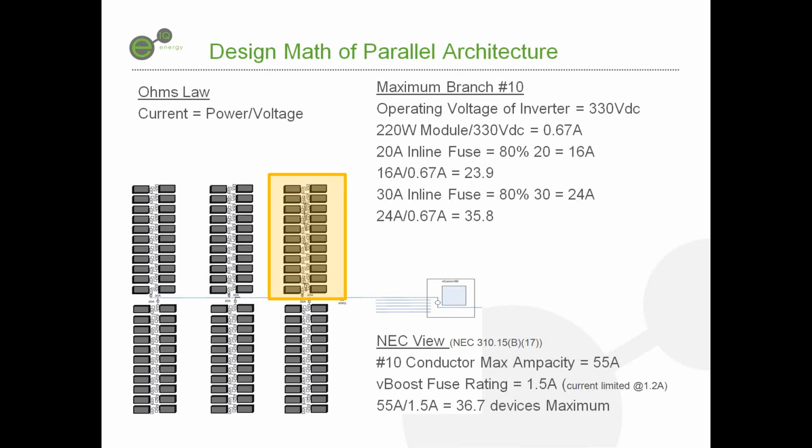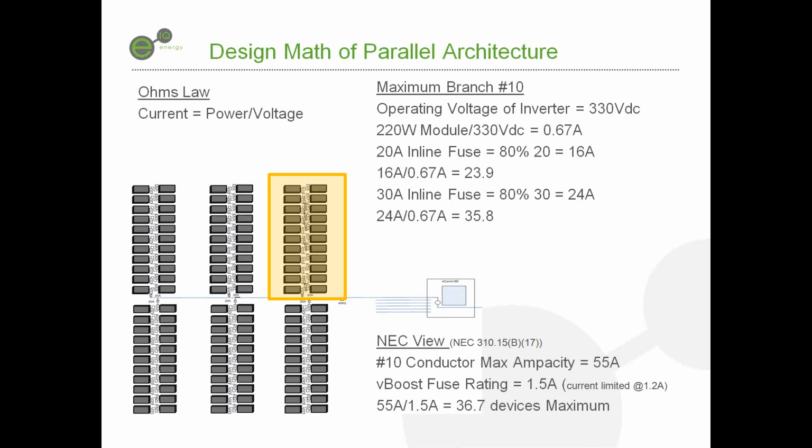So in this case, of course, I'd round down to 35, and 35 would be my answer for how many modules I could get onto a single number 10, utilizing this particular solar module at 220 watts. Now, let's for a second take a look at the NEC view.